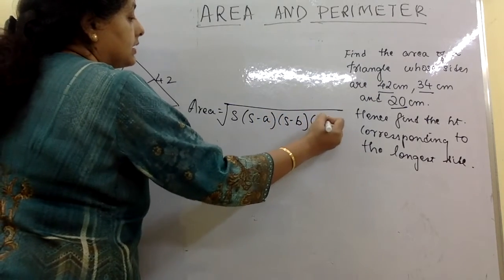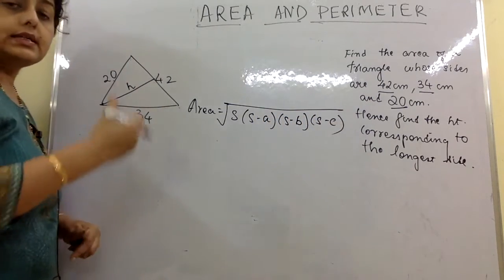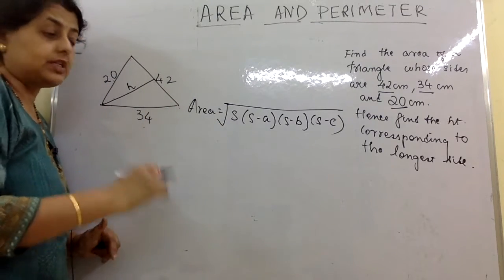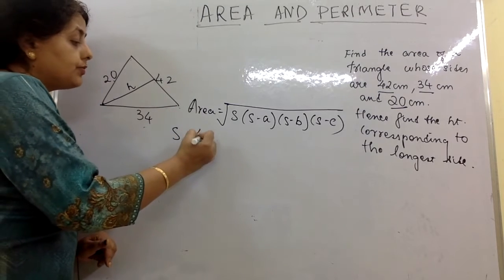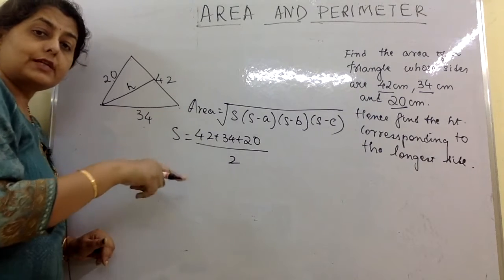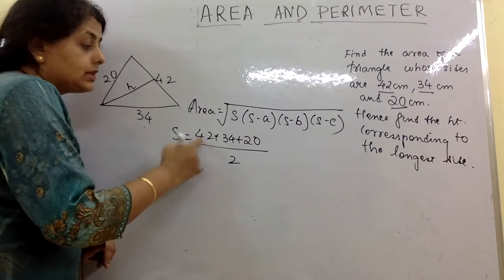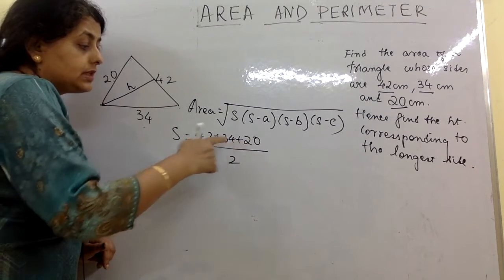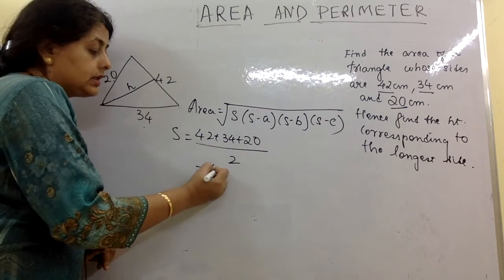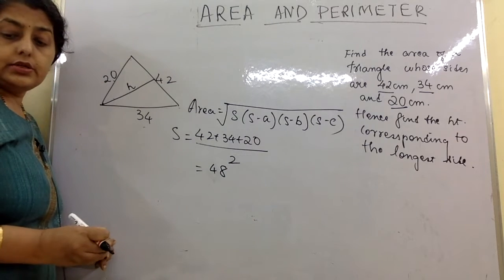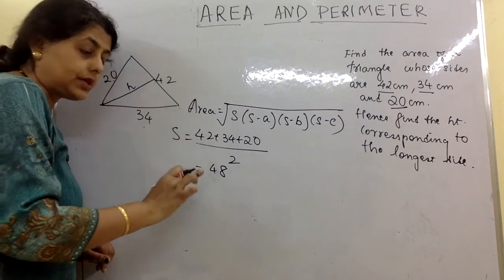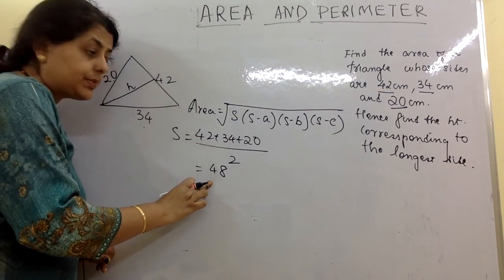S minus A, S minus B, S minus C. What is that? Now what is this? What is S? S is the semi-perimeter. Let me find S. 42 plus 34 plus 20 divided by 2. Means you find the perimeter and you divide it by 2. That comes to how much? 96 by 2. That is how much? That is 48. Okay. So 48 is the semi-perimeter. No need to write units and all over here. It's not required. So here 48 is my semi-perimeter.